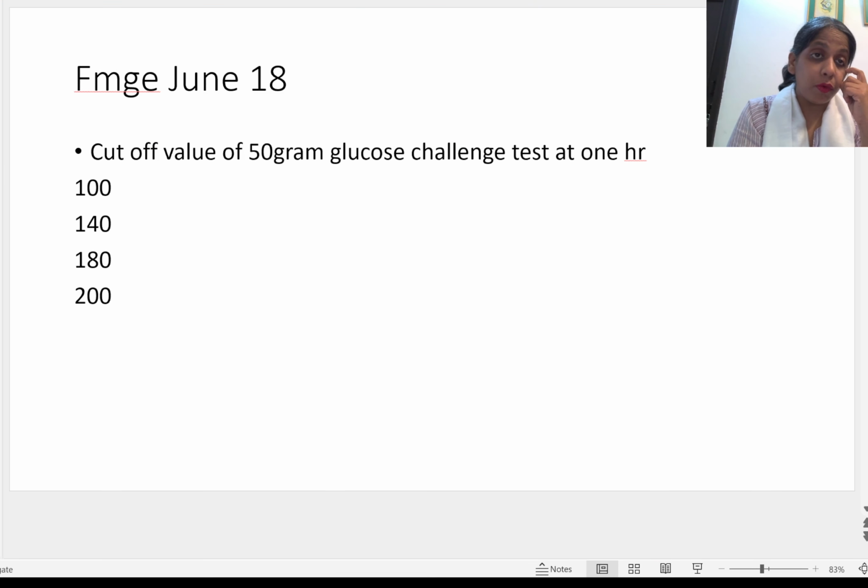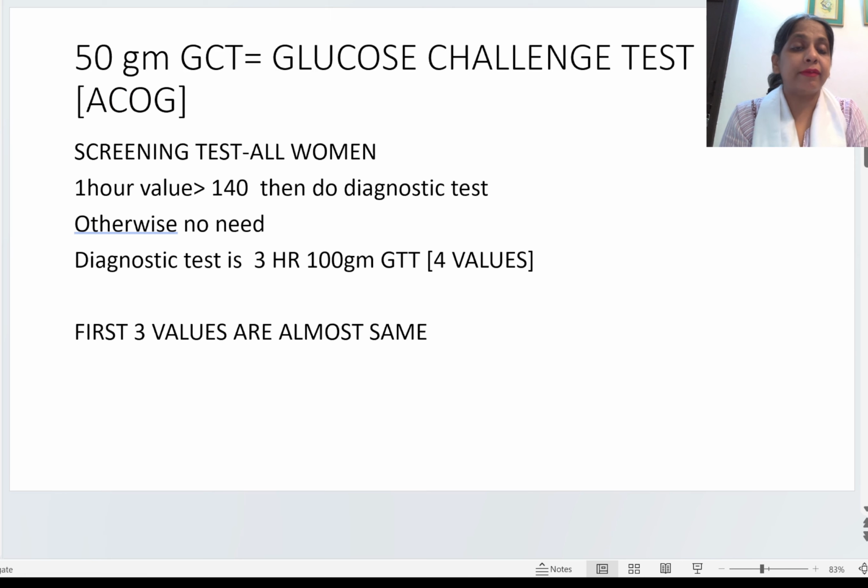Now this was a question asked in FMG June 18. They asked the cutoff value of the 50 gram glucose challenge test at 1 hour. Now this is the one criteria which we left, the ACOG criteria. Now we will see what ACOG says. ACOG has given us 2 tests, one screening test and one diagnostic test. So they say that whenever any pregnant patient comes, do the 50 gram glucose challenge test, regardless of the fasting. It is done in all pregnant women, and if its 1 hour value is more than 140, then we have to do the diagnostic test. Otherwise we do not have to do the diagnostic test.